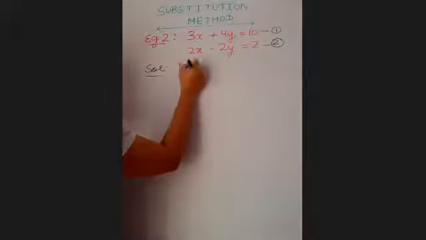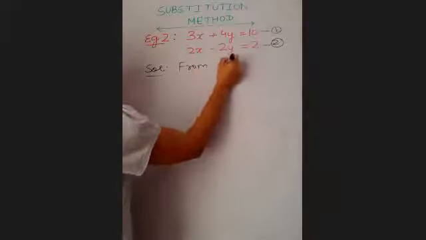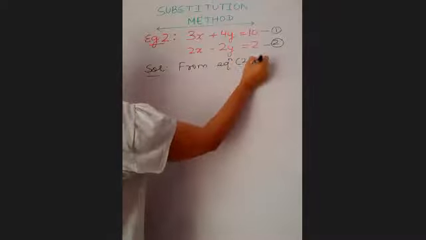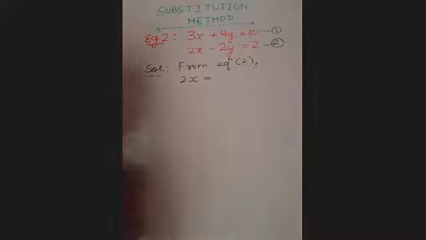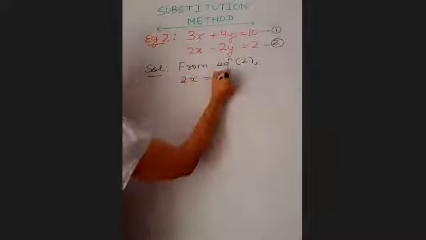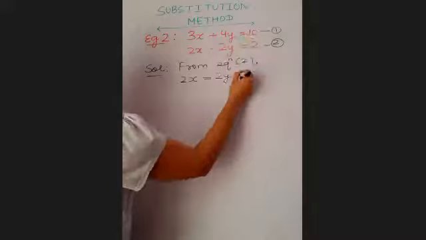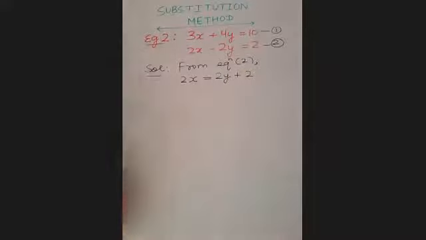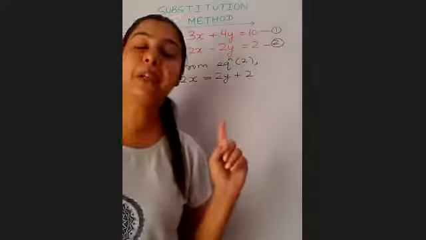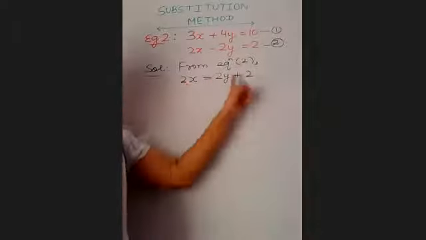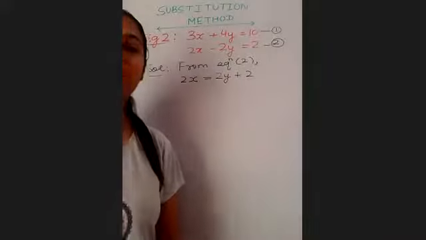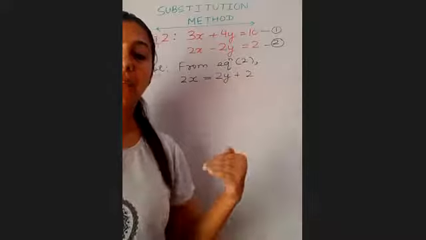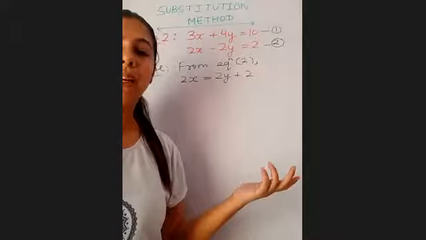So from equation 2, what is 2x equal to, beta? 2x is equal to 2y plus 2. Now, can you notice one thing here? All are multiples of 2. Can we put it in a lower form? Yes, then we can divide and get x equal to y plus 1.